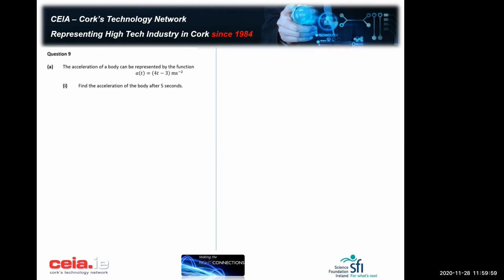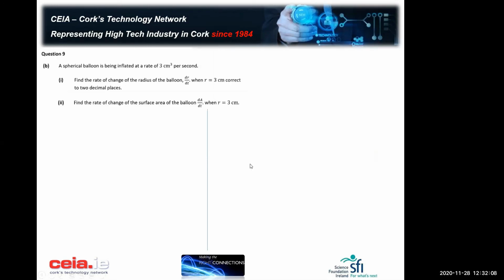So this is about acceleration and rates of change. Again, very topical and important to get right in your head. We have a spherical balloon being inflated at a rate of 3 centimeter cubed per second. They want you to find the rate of change of the radius of the balloon, and they're telling you it's dr dt you're looking for when r is 3. And they also want you to find the rate of change of the surface area of the balloon, and they're telling you that's dA dt when r is equal to 3.